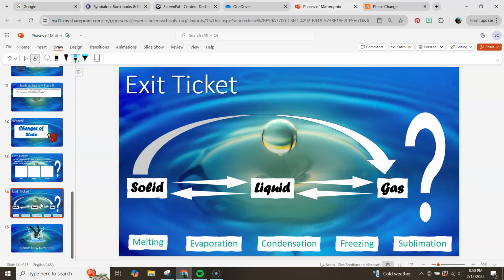Finally, the second part of your exit ticket is labeling these arrows. You guys can click and drag the different labels to the correct arrow. So this is solid to gas, gas to liquid, liquid to gas, liquid to solid, solid to liquid, and then just click and drag and pull those up next to the correct arrow.